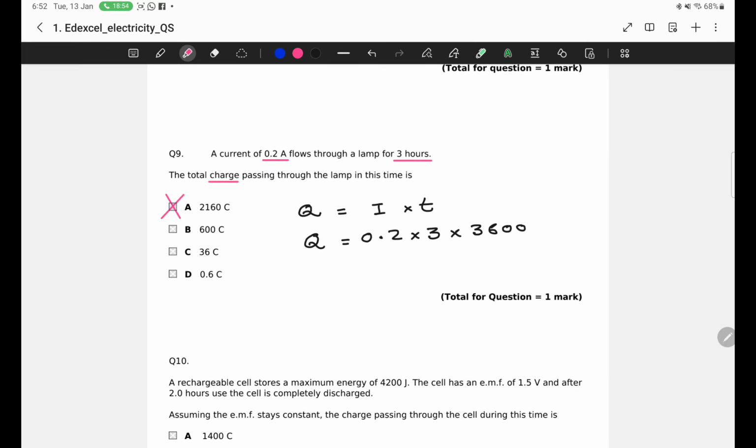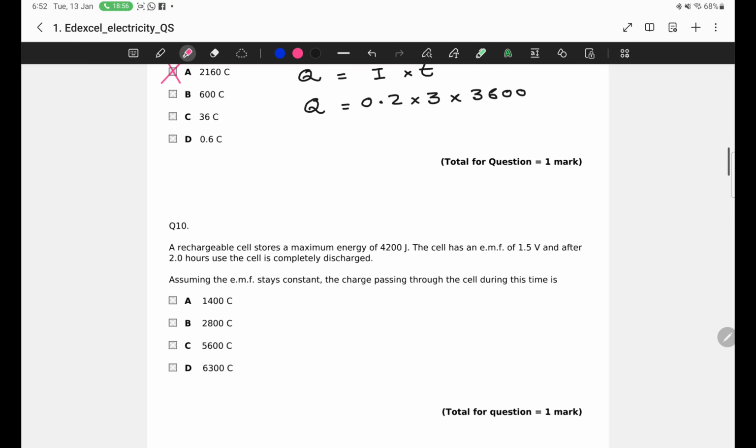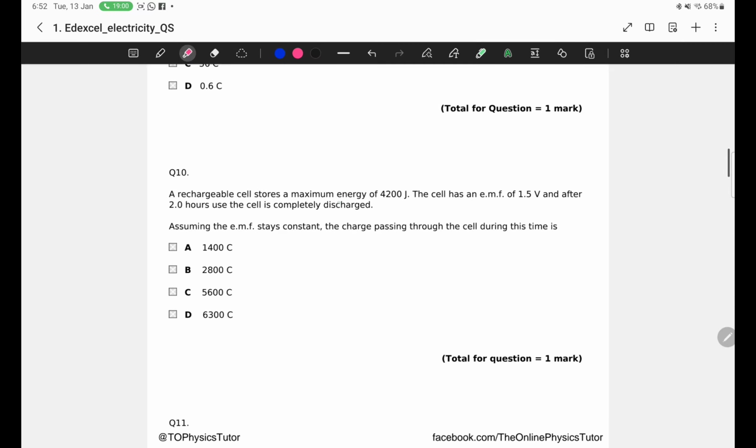Okay, so the right answer is A. And now the next question is about question number 10. You are given energy, voltage, and time, and you have to calculate charge. You are given voltage and energy.